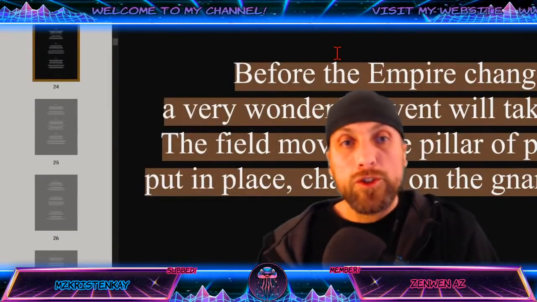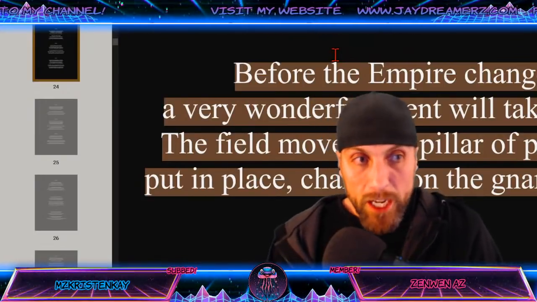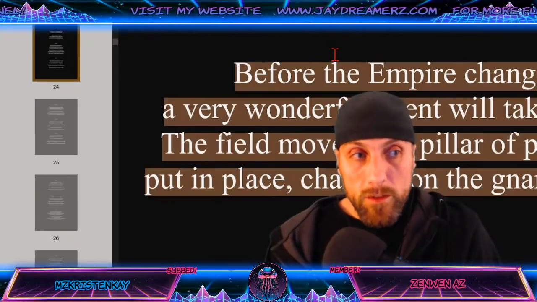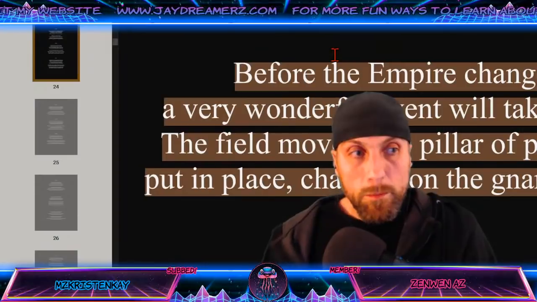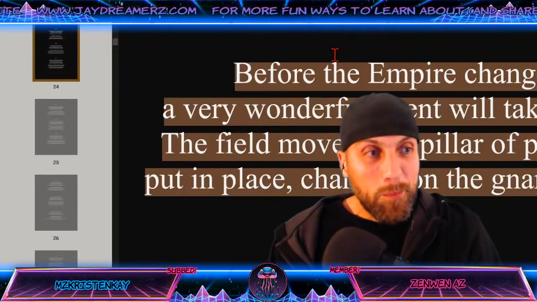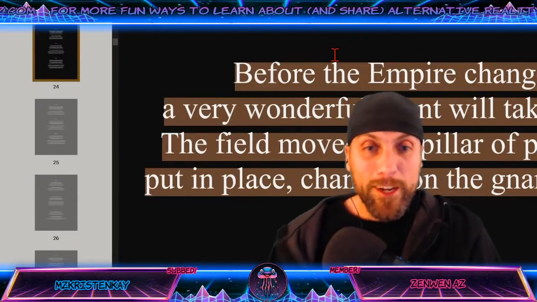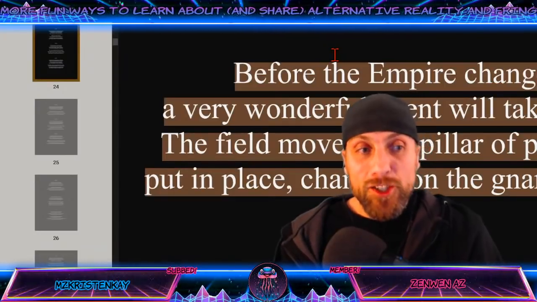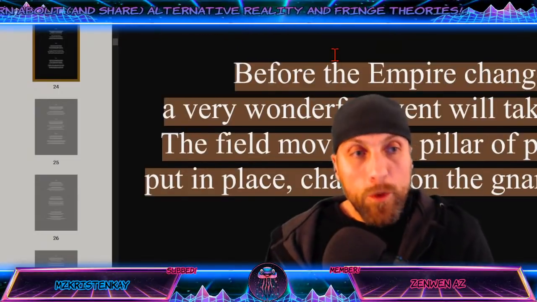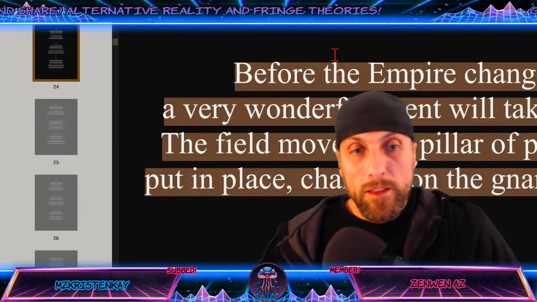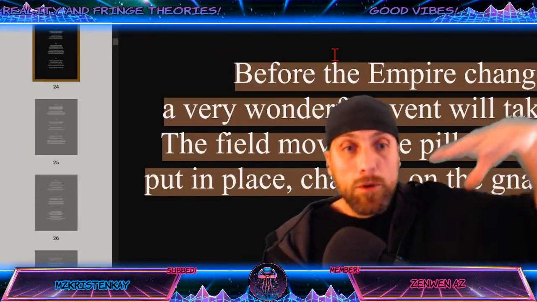Now, here's a quote from Nostradamus. Nostradamus, in one of his quatrains, says, "Before the empire changes, a very wonderful event will take place. The field moved, the pillar of porphyry put in place, changed on the gnarled rock." How do you say that? Porphyry. So let me read that one more time. Before the empire changes, a very wonderful event will take place. The field moved. I believe he's talking about the magnetic field of the earth being moved, right?